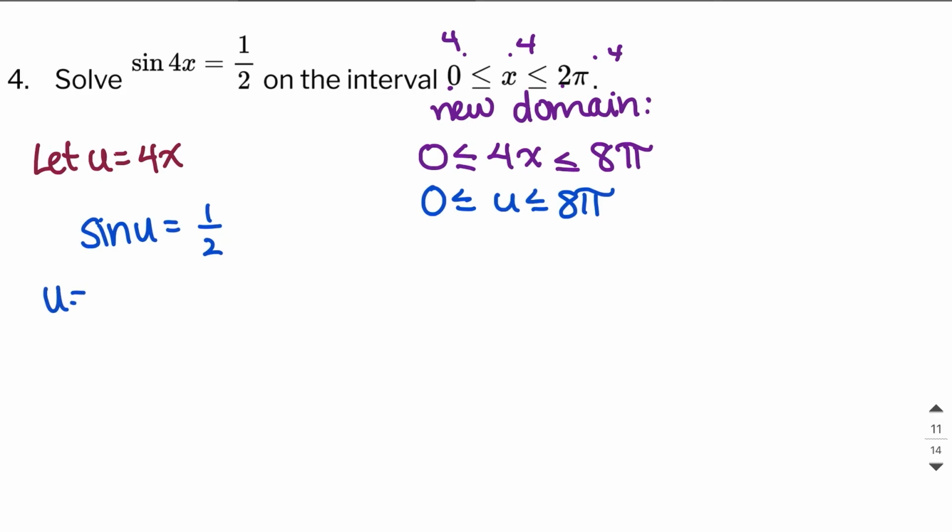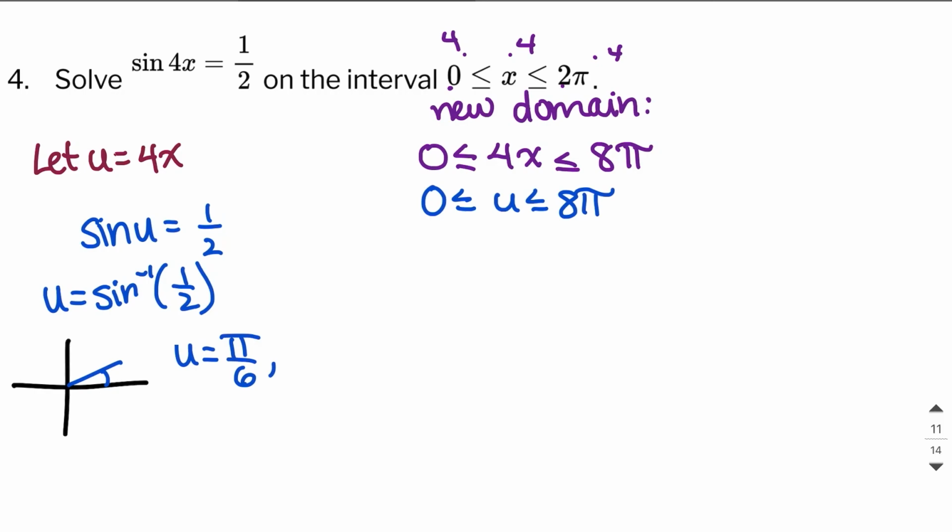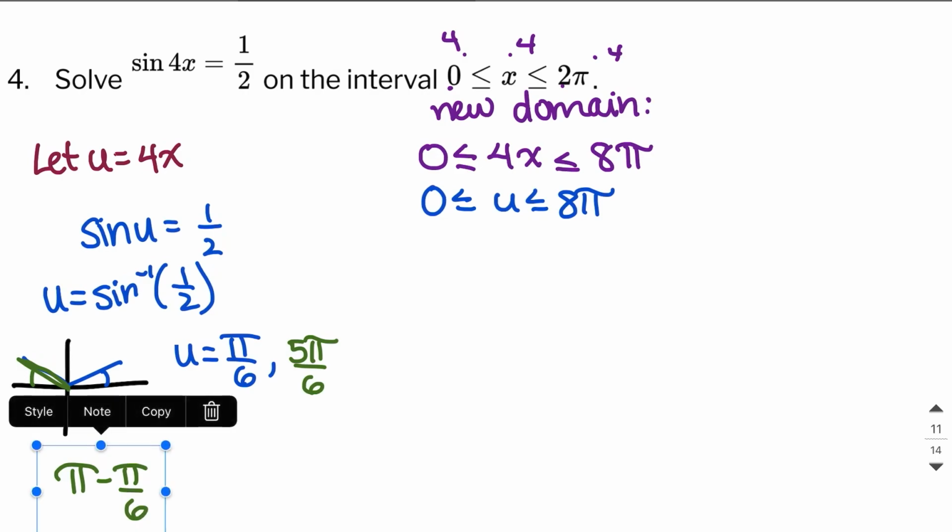So u would be equal to inverse sine of 1/2 right here. So I would use the unit circle and I would see that 1/2 would occur. My related acute angle would have to be at pi over 6. And then because sine is also positive in the second quadrant right here, I'm going to also have a solution that is at 5 pi over 6 because I just subtract pi over 6 from pi, okay?